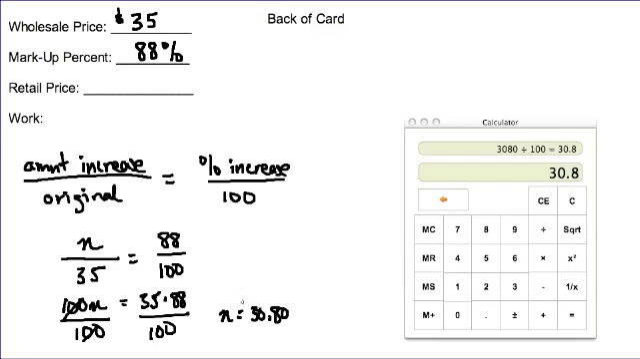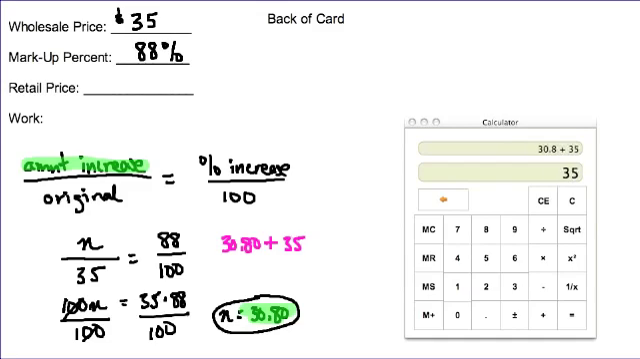Now remember, this isn't my final price. This is just what I am increasing the price by. That's the markup amount, the amount of the increase. Let's make that really clear: this number here is the amount of the increase. It's not the new price. So to find the final price, I have to add this increase, $30.80, to the original wholesale price of $35. I'll do that right here, plus 35 equals $65.80. So that is my new retail price.